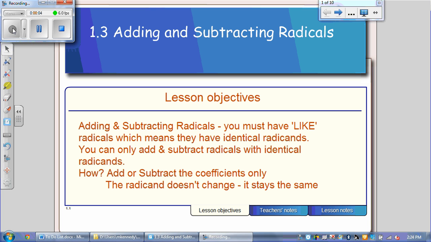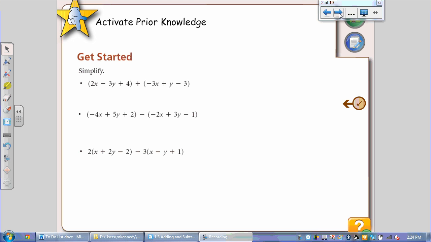In this lesson, we're going to add and subtract radicals. It's actually pretty easy. It's just like adding polynomials, which I hope is not too crazy scary. We'll do some review ones together really quick.